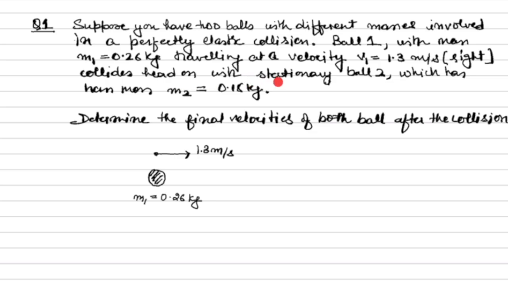It collides head on with a stationary ball 2. So this is ball 2, say. It is stationary, it does not have any initial velocity. It is at rest, and has a mass of m2. So this is m2, which is given as 0.15 kg. It is lighter than this one. Now, what they have asked is to determine the final velocity of both balls after the collision. What will be their velocities after the collision? So now what we need to do, we know two things.